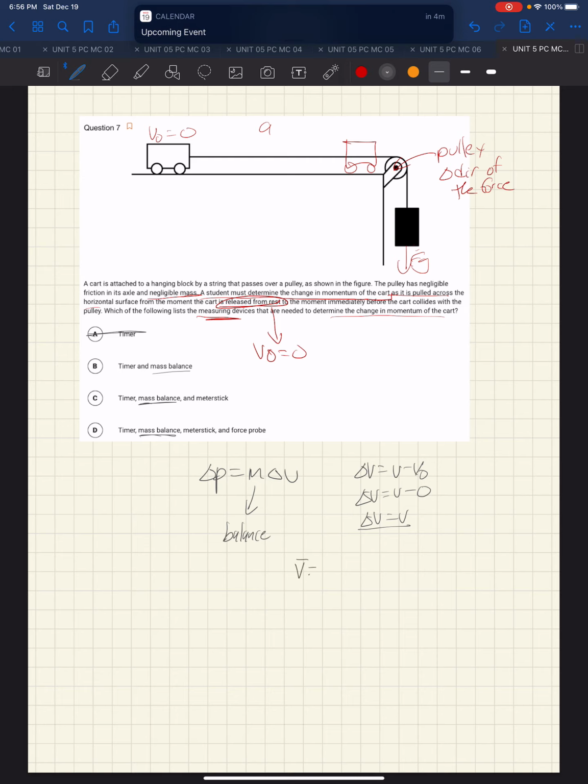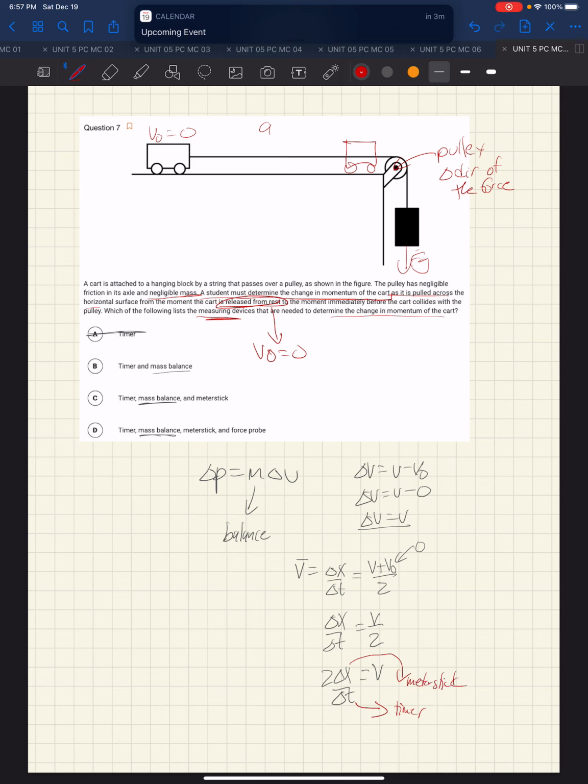Well, we know the average velocity is delta x over delta t, and when the acceleration is constant, the average velocity is also the final plus the initial divided by 2. Well, if delta x over delta t is v plus v0 over 2, and v0 is 0, then delta x over delta t is v over 2, and that final velocity then is 2 delta x over delta t. So we need a way to get the change in time, and we need a way to get the distance. So we need some kind of timer, and we need like a meter stick.